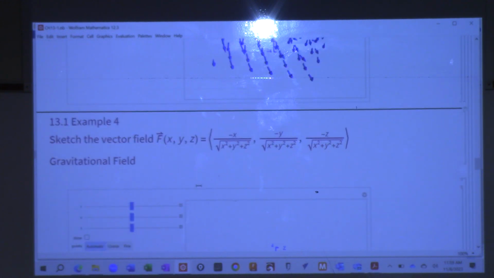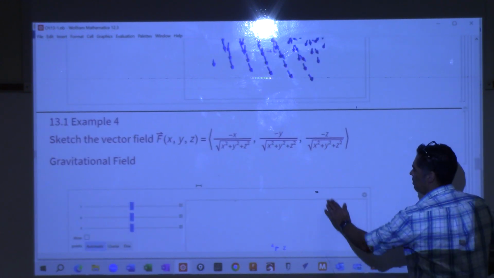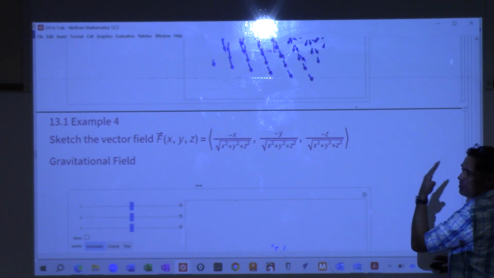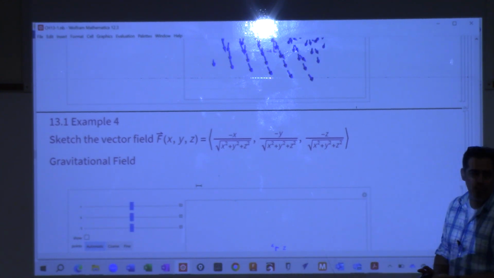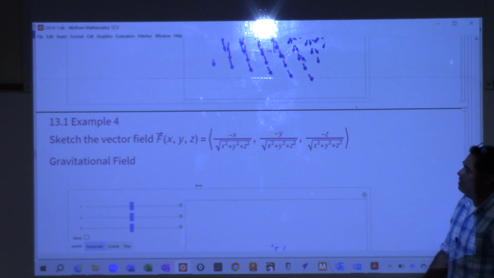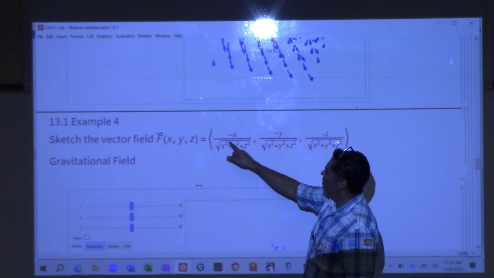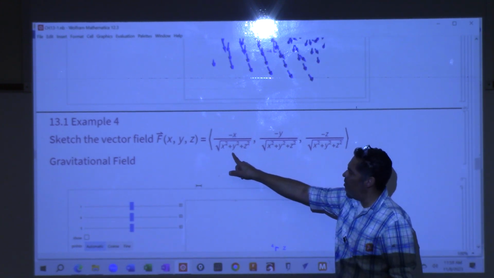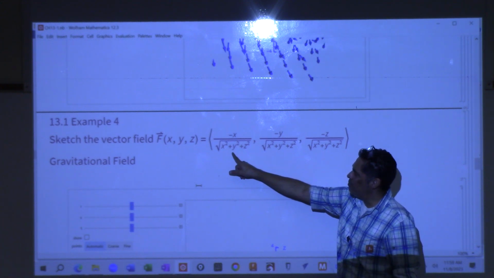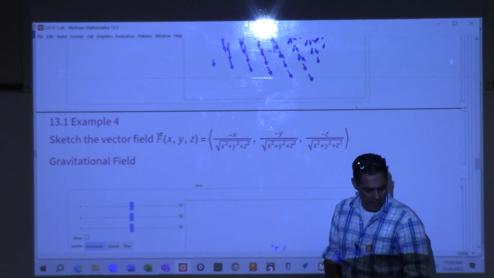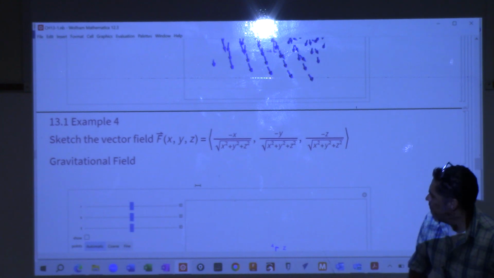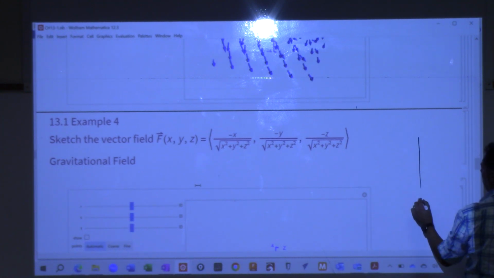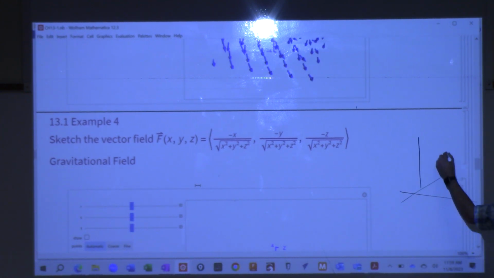Here's a very famous and important vector field, and the first example where I'm explicitly giving you the formula for it. It is f of x, y, z equals negative x over the square root of x squared plus y squared plus z squared. So if I take some point in three-dimensional space, it has an x-coordinate, a y-coordinate, and a z-coordinate, right? And I want to assign a vector to that.